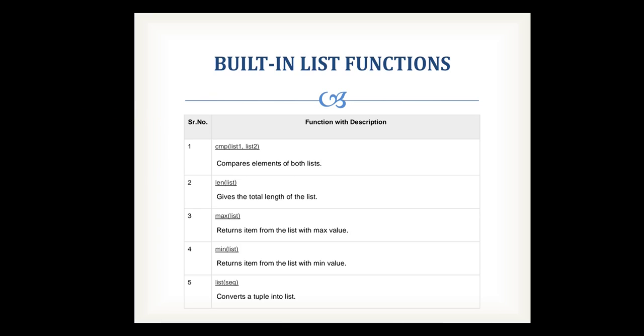Okay, next are the built-in list functions. There are different built-in list functions. The first one is compare, which compares the two lists' elements. Then next is length, which finds the length of a list. If you want to find the maximum element from the list, you use the max function. If you want to find the minimum element, use the min function. If you want to convert a tuple into a list, use list with the sequence, and it will convert that tuple into a list.